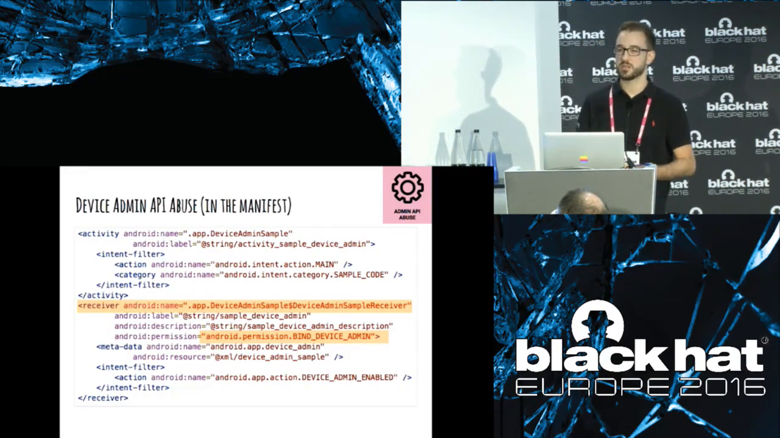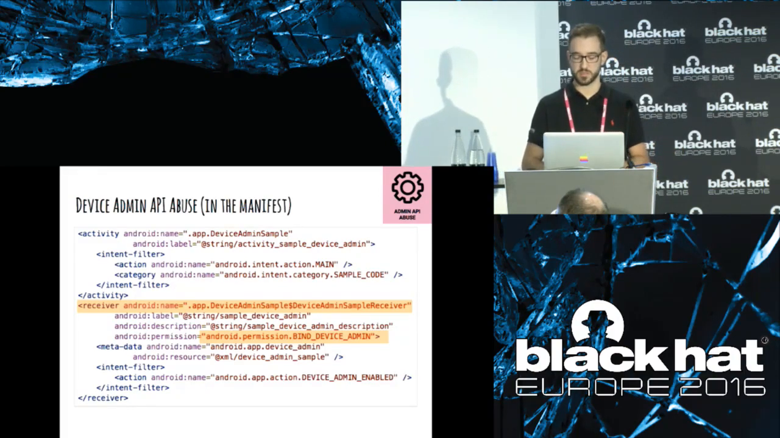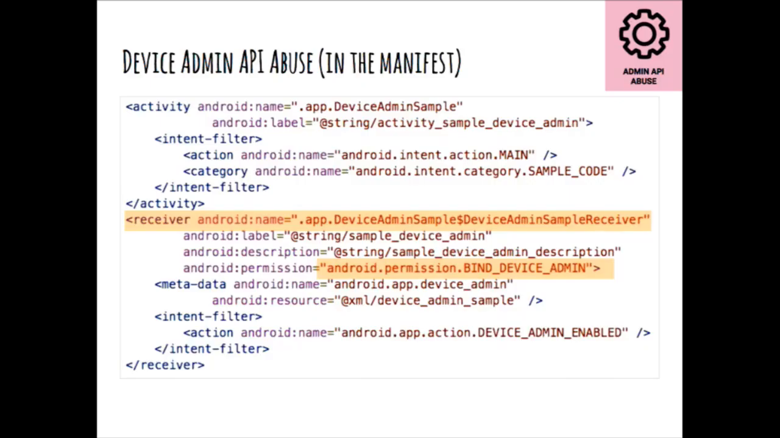Speaking of the device admin API abuse, as I told you, it can be used to, for example, lock the device. Here is what you see if you open an application that is doing, for legitimate or non-legitimate purposes, we don't know, device administration. So in the manifest, you will see at least one receiver asking for this permission to bind device admin, and this receiver will be entitled to do all the device administration stuff, like locking the device, wiping the device. It's used for remote wiping. If you're running a pool of devices in a company, you want to remote wipe them for security reasons. That's the legitimate use case.